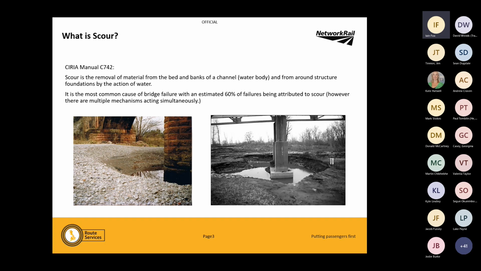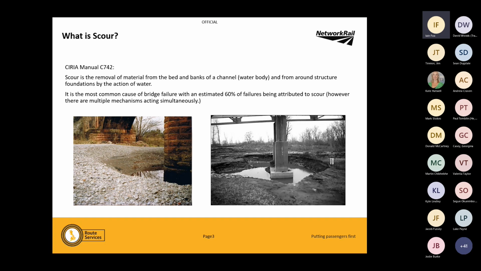That is scour. It is the most common cause of bridge failure. There's an estimated 60% of failures attributed to scour, but the scour hole itself is not necessarily the failure mechanism. When that scour hole develops, it might weaken the foundations, which allows some buoyancy to act on the structure. It may overtopple, it may turn. It just weakens the structure, and the actual mechanism of failure might be something other than the scour, but the scour has effectively caused that failure to happen. So that picture there, that is exactly what scour is.